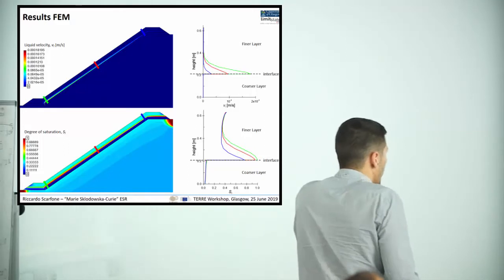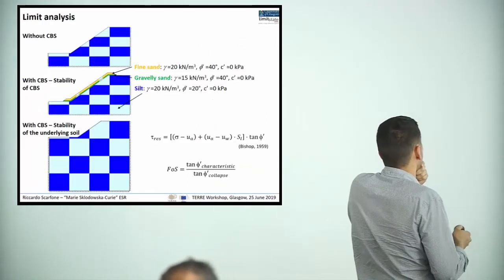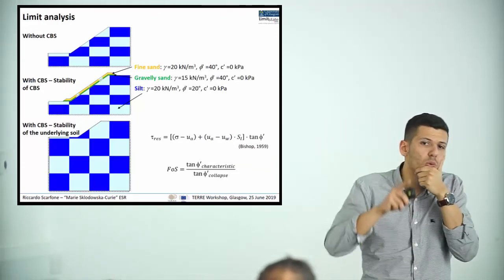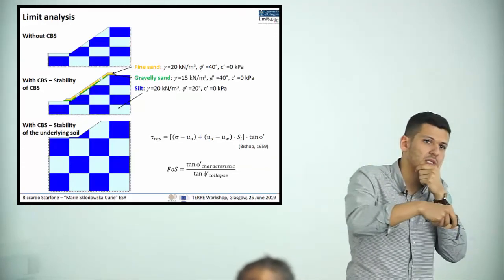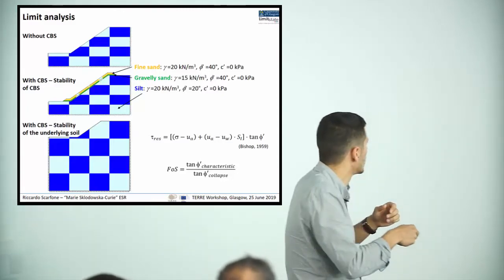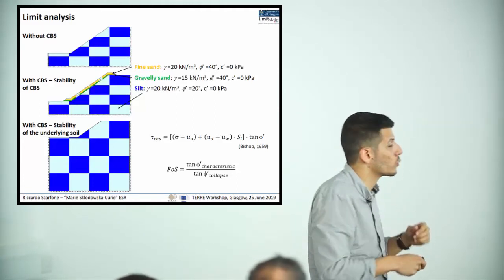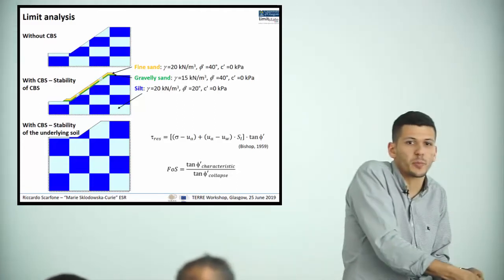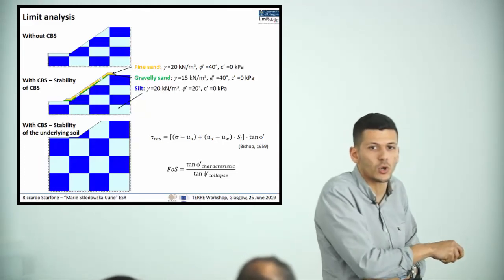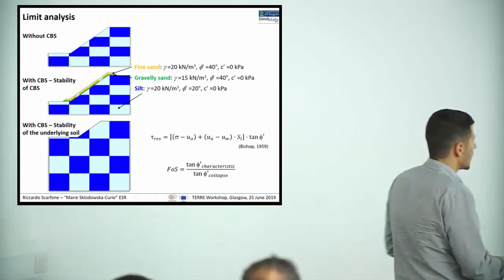Now we go to the limit analysis. We consider three cases: a case without the capillary barrier system, a case where we consider the capillary barrier system and we're analyzing the stability of the overall system, so including the barrier, and then a third case where we consider the effect of the presence of the capillary barrier system, but only on the stability of the underlying soil, to isolate the effects a bit.